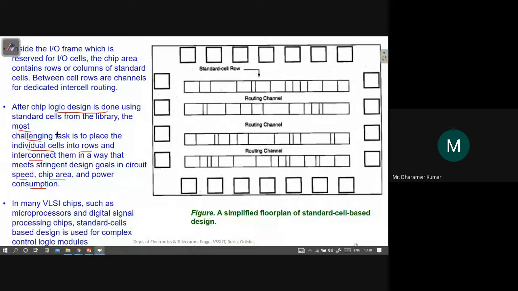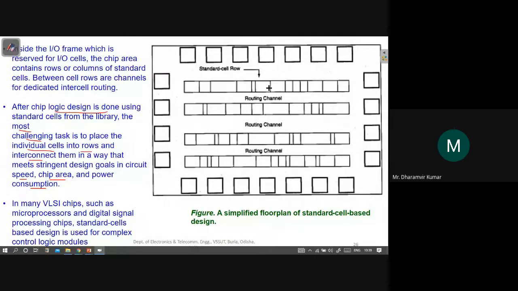So this is one of the most challenging tasks, that where to place which gate, where to place which cell. Okay, the cells are picked up and placed horizontally. So this is the space where those cells would be placed. Some inverter may be sitting here, some adder, some multiplexer may be sitting here horizontally.